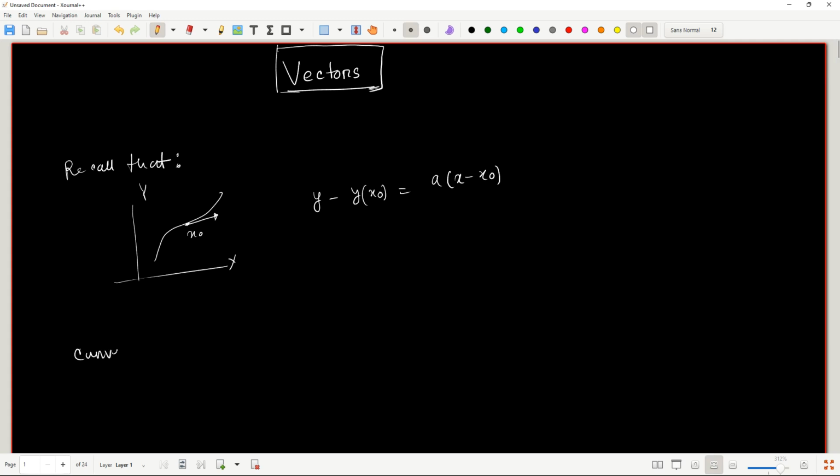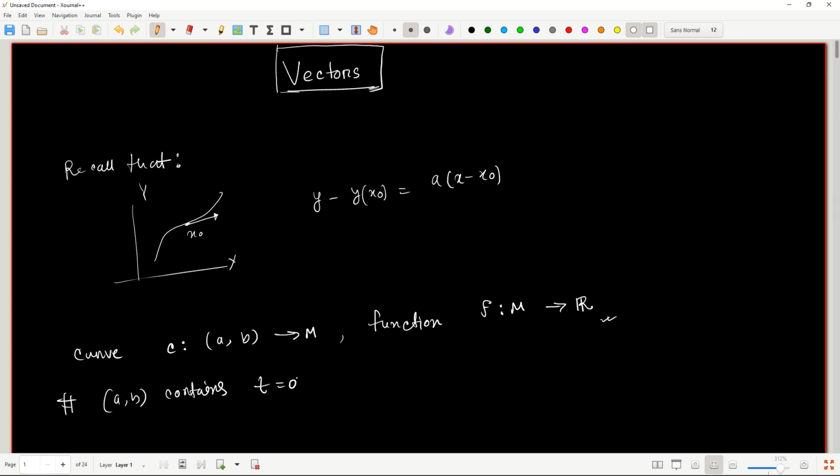A curve, let's say C, from the interval a to b to M, and some function on the manifold. For simplicity we are sticking to this sort of thing right now. Again, this (a, b) is the open interval that will contain some t equals 0. So let me note that down: (a, b) contains some t equals 0, where t is some sort of a parameter.